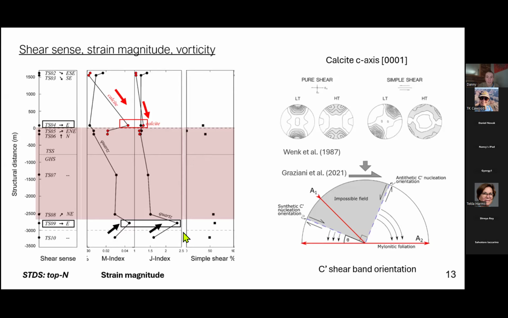And what we see is that there's an important component of both pure and simple shear pretty much everywhere along the transect, with some exceptions. And this is called general shear flow.